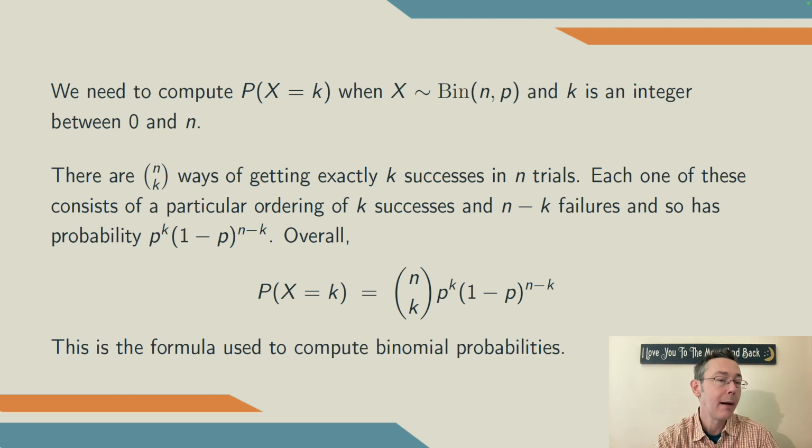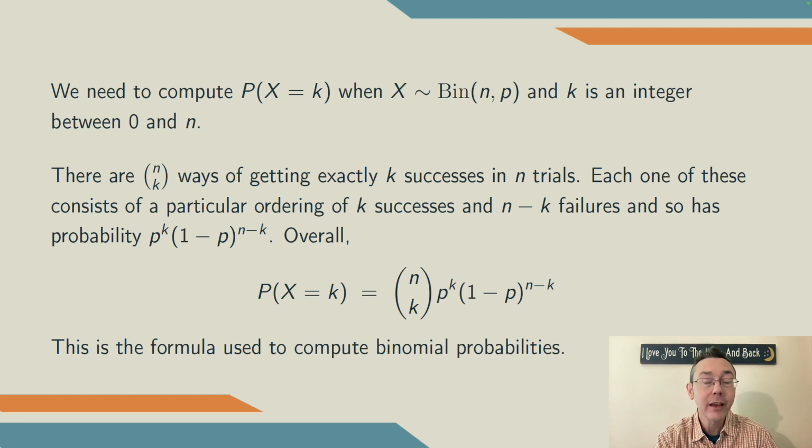We need to compute the probability that the random variable x, which has this binomial distribution with parameters n and p, takes on a certain value k. So k is going to be the number of successes that we're actually interested in. So k could be 0, 1, 2, 3, all the way up to the total number of trials, n. So if we're looking for a certain number k of successes, there's going to be n choose k ways that can happen, because you have n total trials and you need to put those k successes in there somehow. So n choose k ways of doing that.